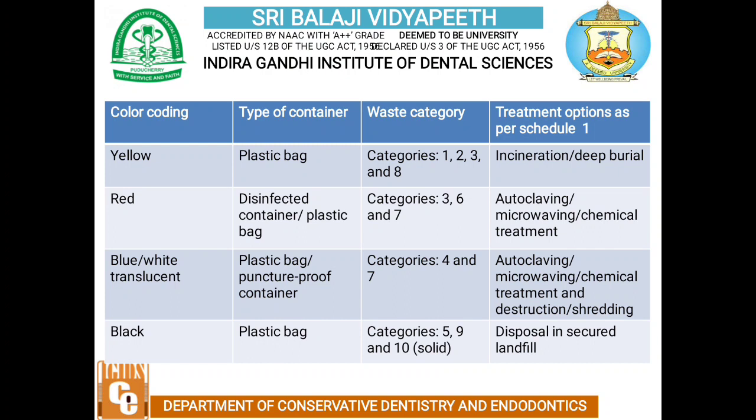Blue or white translucent plastic bags or puncture-proof containers have categories 4 and 7 which can be autoclaved later. Destruction, shredding, and chemical treatment can also be done. Black plastic bags contain categories 5, 9, and 10 which are disposed in secured landfill.